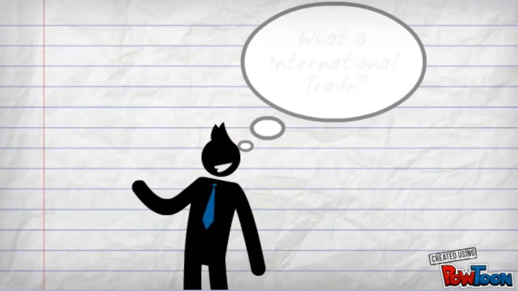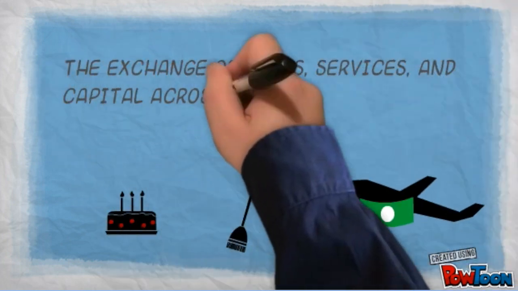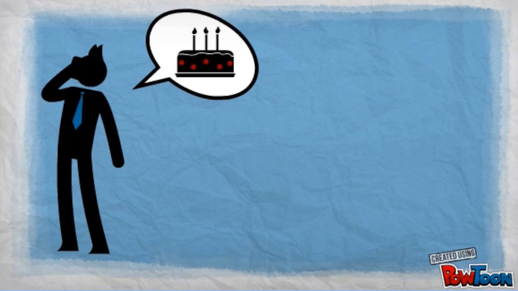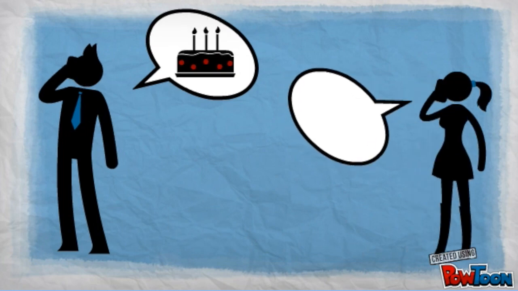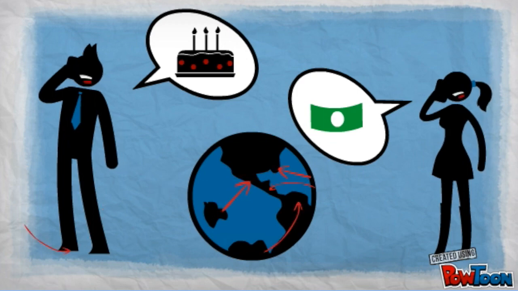Today we're going to talk about international trade and how countries benefit from using it. So you're probably wondering, well, what is international trade? It's the exchange of goods, services, and capital across national borders. So let's say you really want to buy a cake from France, but you live in America. You can easily have it imported, and then that's international trade.